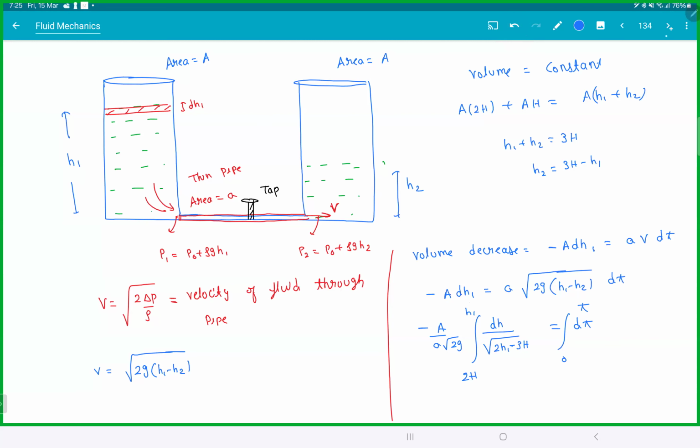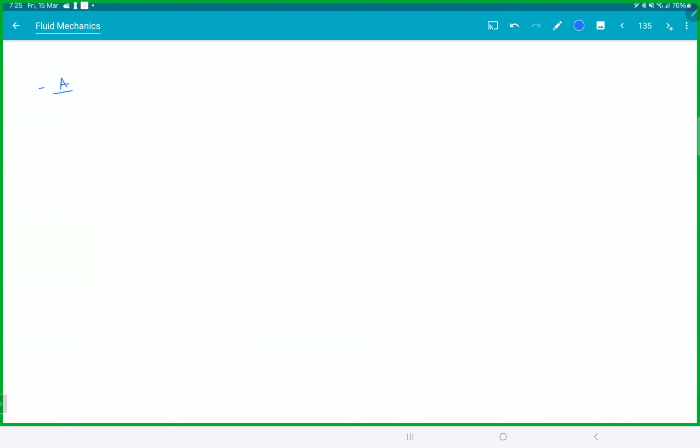इसका इंटीग्रेट करते हैं एक्चुअली. So minus A by a, I'll turn the page. Root 2g integral dh1 by root over (2h1 minus 3h) is equal to integral dt. This goes from 2h to h1. So put 2h1 minus 3h is equal to z. So 2dh1 is equal to dz.